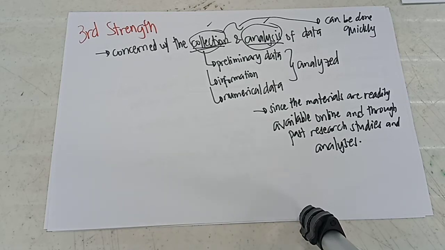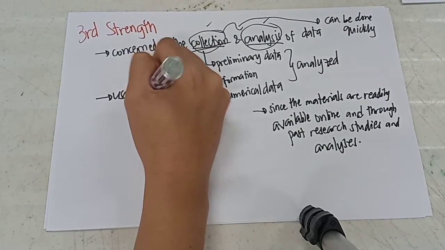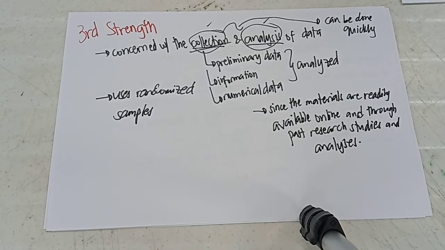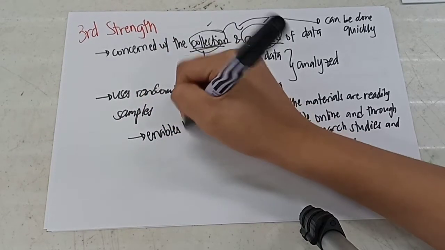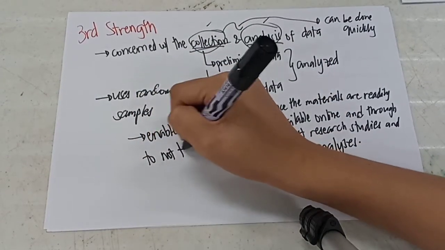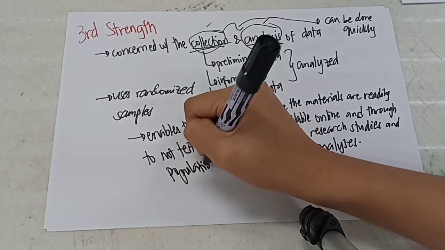Also, since quantitative research uses randomized samples, okay, since we do not pick out or choose samples based on our preference, the researcher is able to not test the entire population. Okay? So it enables the researcher to not test the entire population. Because, okay, let us analyze it this quick.